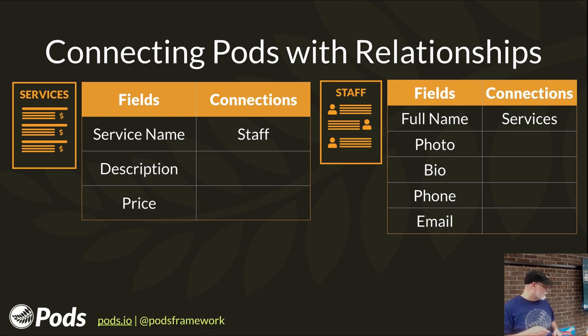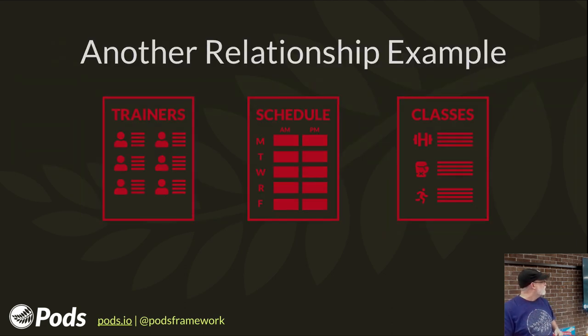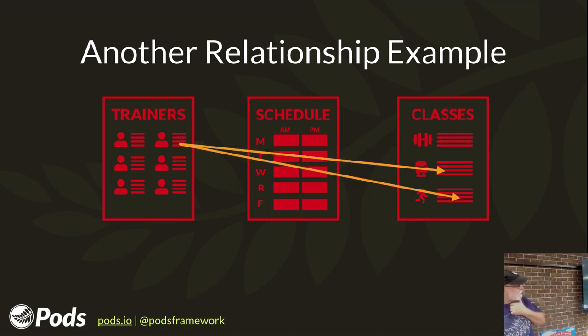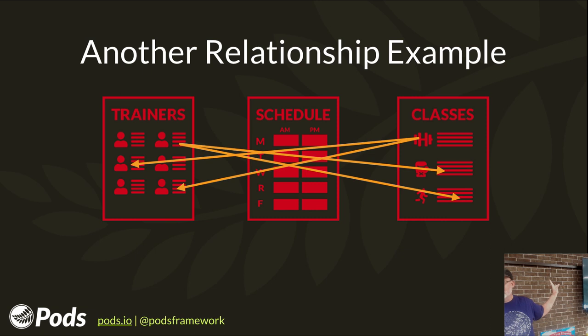Let's do another one just to make this a little easier. We're going to talk about another relationship example between trainers, schedules, and classes. Our trainer can teach multiple classes. So it can teach boxing and running. And the classes can also be taught by multiple trainers. So that would actually be a many-to-many relationship there.